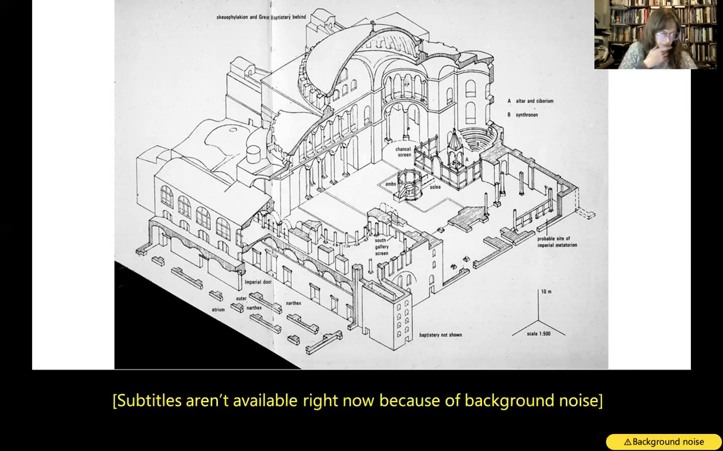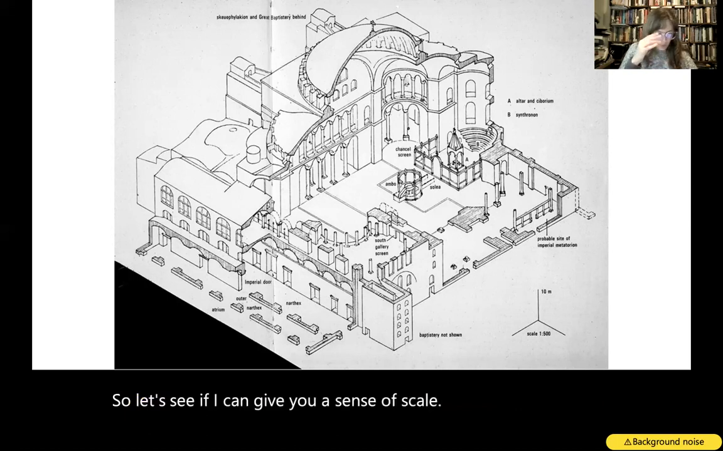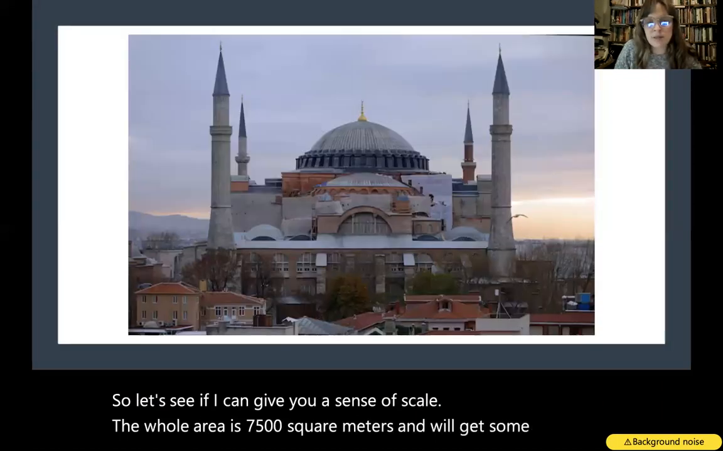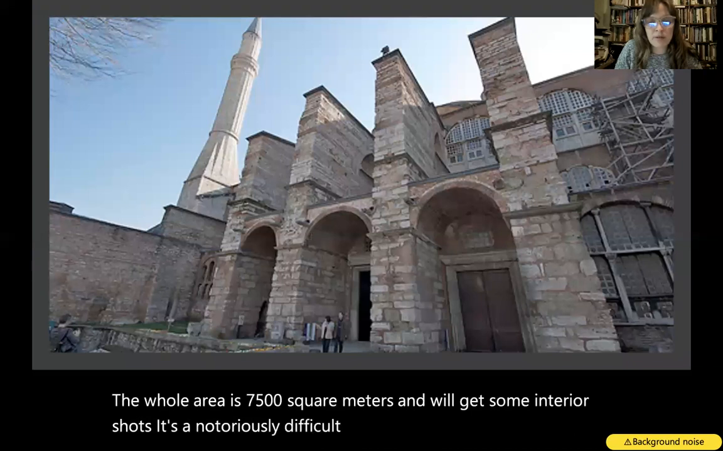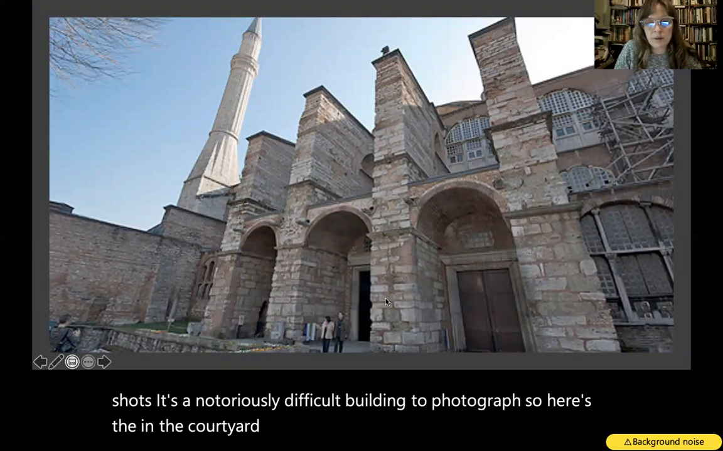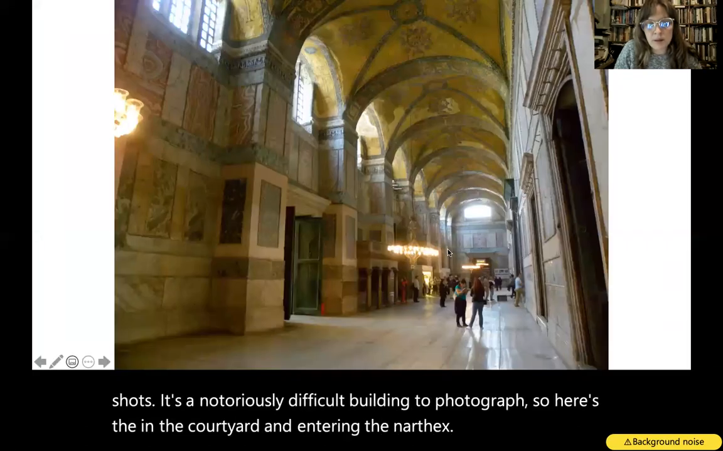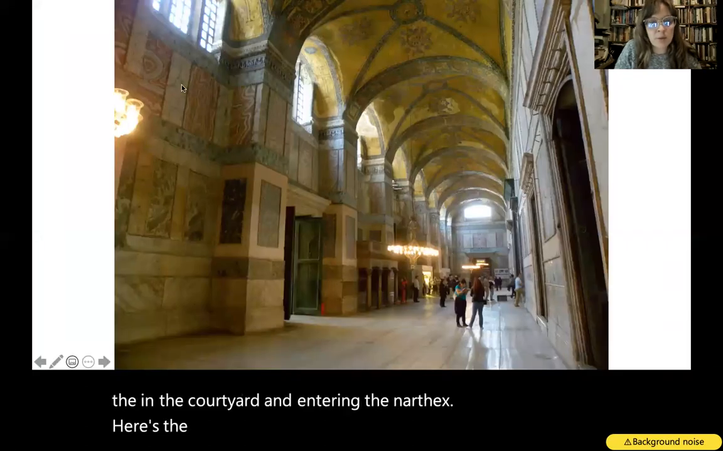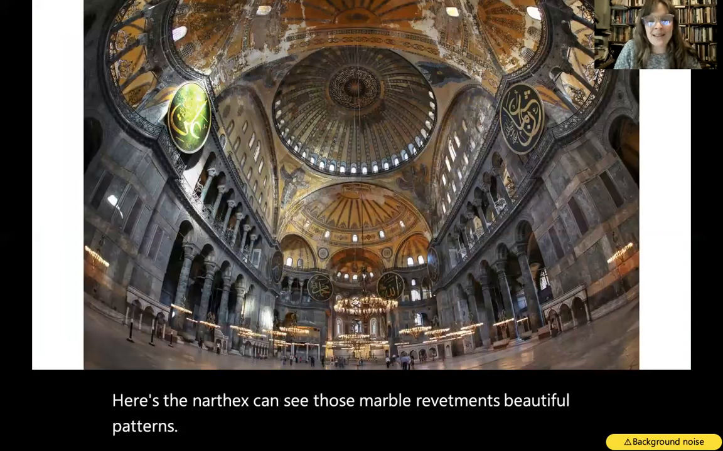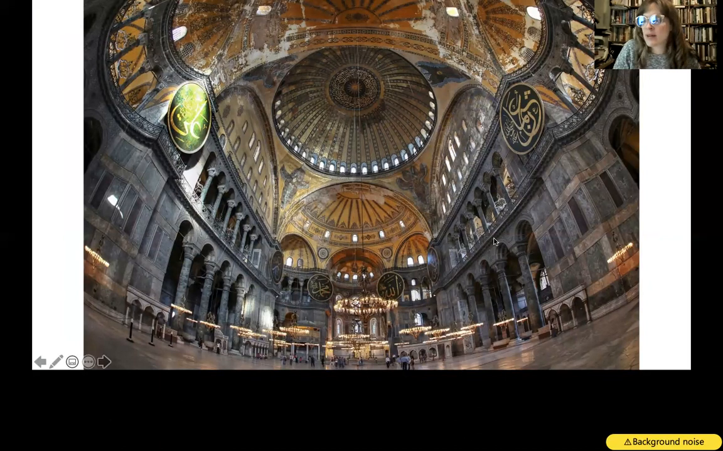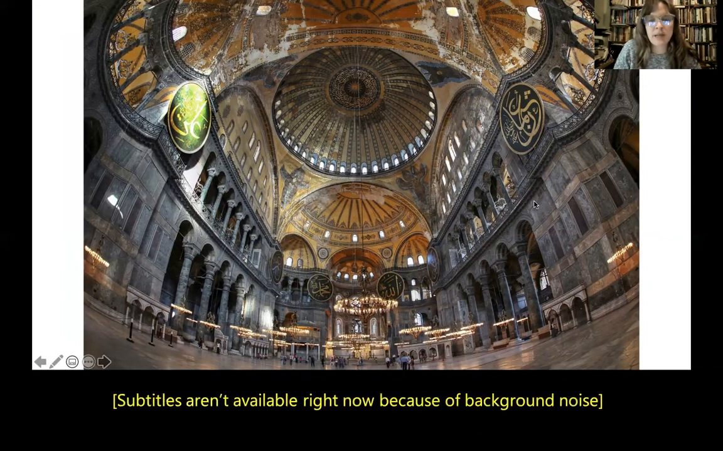So let's see if I can give you a sense of scale. The whole area is 7,500 square meters. And we'll get some interior shots. It's a notoriously difficult building to photograph. So here's in the courtyard and entering the narthex. Here's the narthex. You can see those marble revetments and beautiful patterns. This is kind of a fish eye lens. So it's a little distortive, but I think it does give a sense of how overwhelming it is to be in the space.